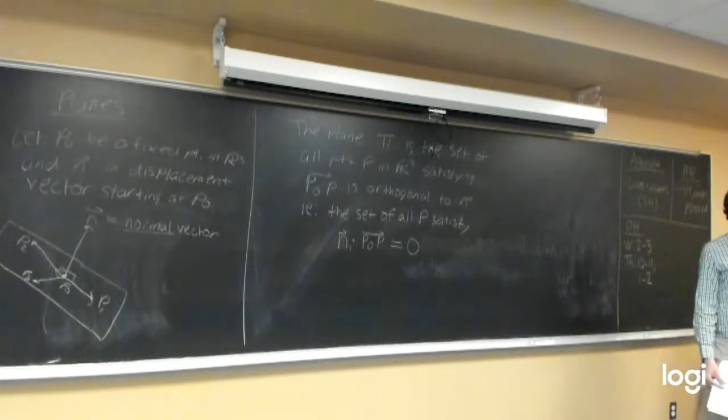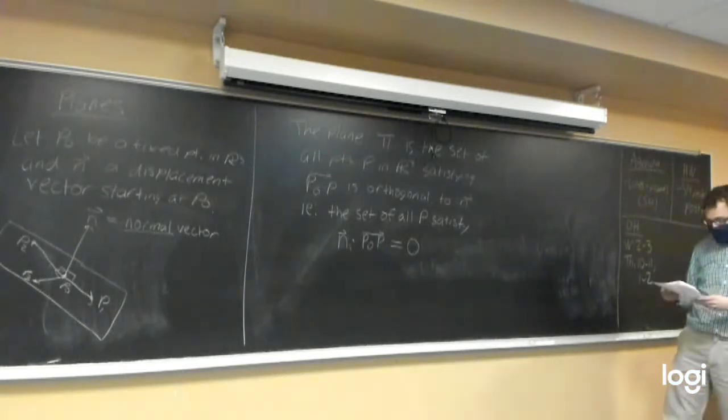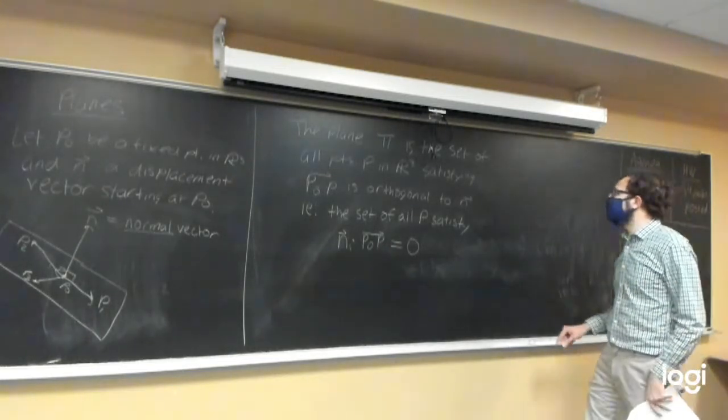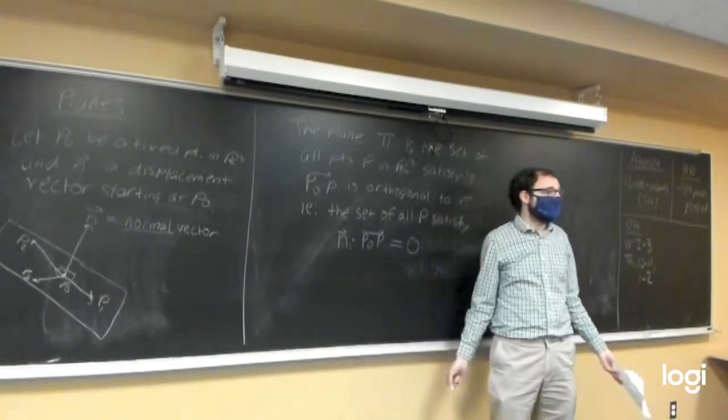So what does this look like, Dr. Nursel? What kind of equations or formulas does this actually lead us to? Well, typically, you end up doing something like this, where P naught and N are going to be constant vectors.